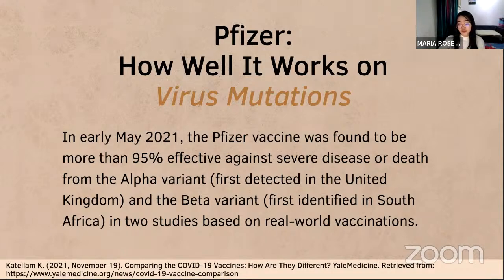This Alpha variant was first detected in the United Kingdom. And aside from the Alpha variant, we also have the Beta variant, which was first identified in South Africa. And for these two variants, according to two studies based on real-world vaccinations, the Pfizer vaccine was found to be very effective.